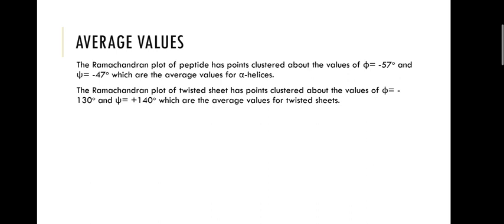Coming to the average values, usually alpha helices have an average phi angle of minus 57 degrees and psi angle of minus 47 degrees. The Ramachandran plot of beta sheets will have average values of phi 130 degrees and psi 140 degrees.